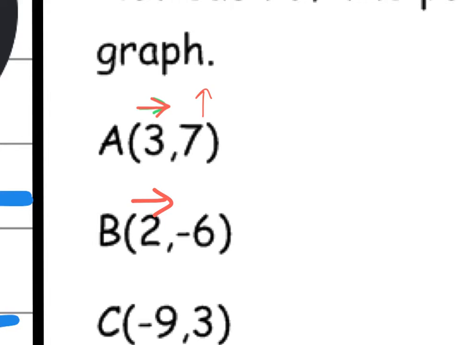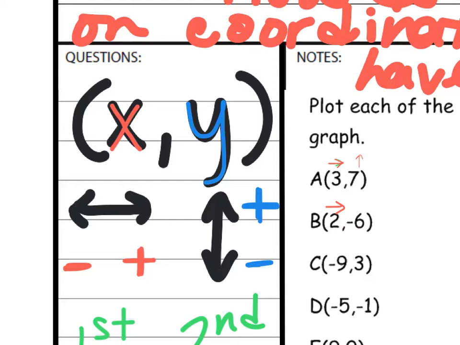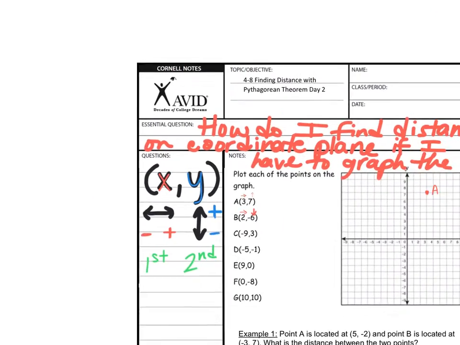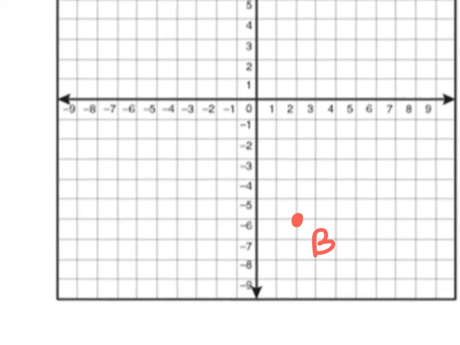Look at those directions we wrote out to the side. And then the y is negative, so which way should that go? We already wrote it down. Negative is down. So it's going right 2, down 6, and then you're going to write b. So from the center, go right 2, down 6. 1, 2, 3, 4, 5, 6. That's b.